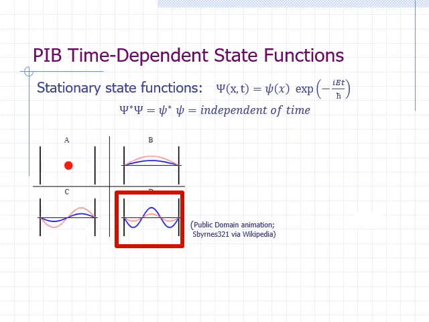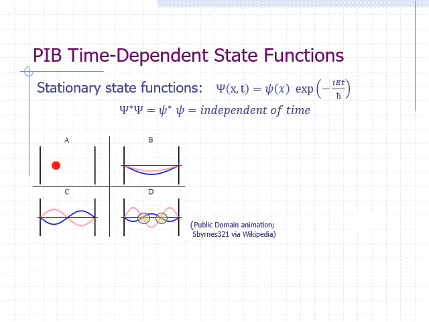Since little psi is equal to 0 at the nodes, big psi must also be equal to 0 at the nodes at all times. This function has 2 nodes, so quantum number n for this function is equal to 3. Remember that the number of nodes is equal to n minus 1. 3 minus 1 is 2.